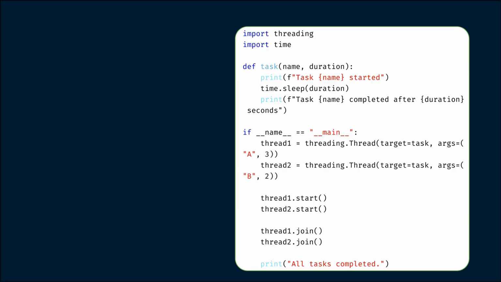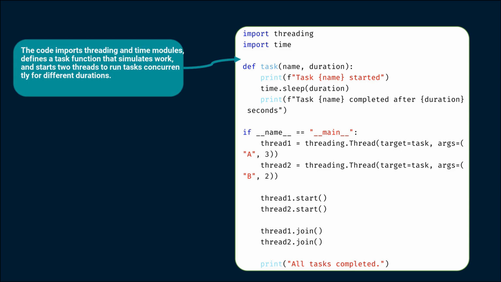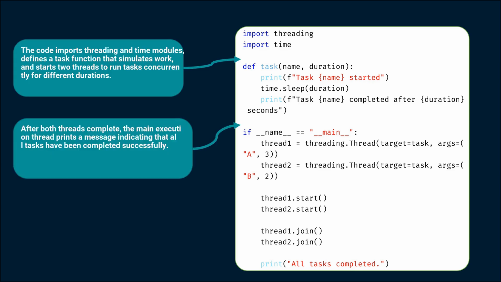Next, we will write the following code to demonstrate how to use the threading module in Python for managing concurrency. In this example, we begin by importing the necessary libraries: threading for creating threads and time for simulating delays. We define a function named task, which takes a name and a duration as parameters. Inside this function, we print a message indicating that the task has started, then pause execution for the specified duration using time.sleep, and finally print another message once the task is completed.